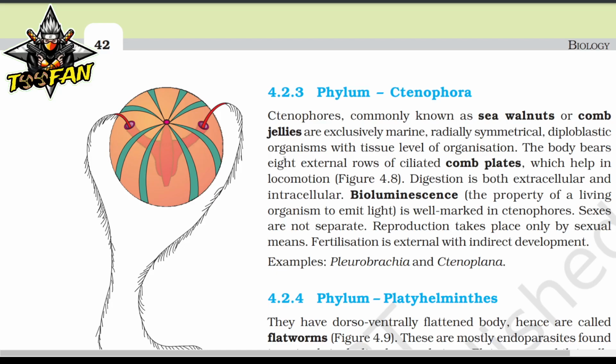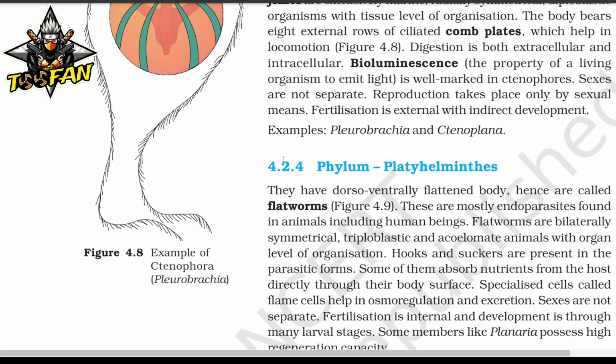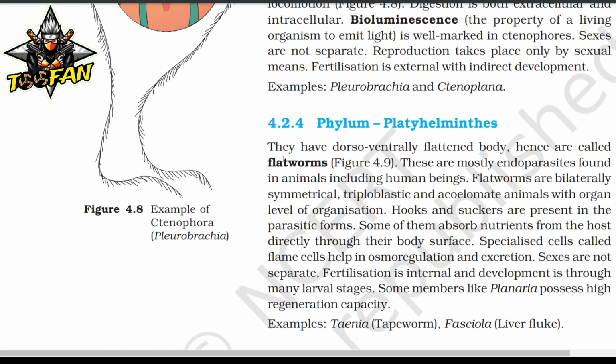Fertilization is external with indirect development. Examples: Pleurobrachia and Ctenoplana. Now, phylum Platyhelminthes. They have a dorsoventrally flattened body, hence are called flatworms. These are mostly endoparasites found in animals including human beings. Flatworms are bilaterally symmetrical, triploblastic, acoelomate animals with organ level of organization. Hooks and suckers are present in the parasitic forms. Some of them absorb nutrients from the host directly through their body surface.